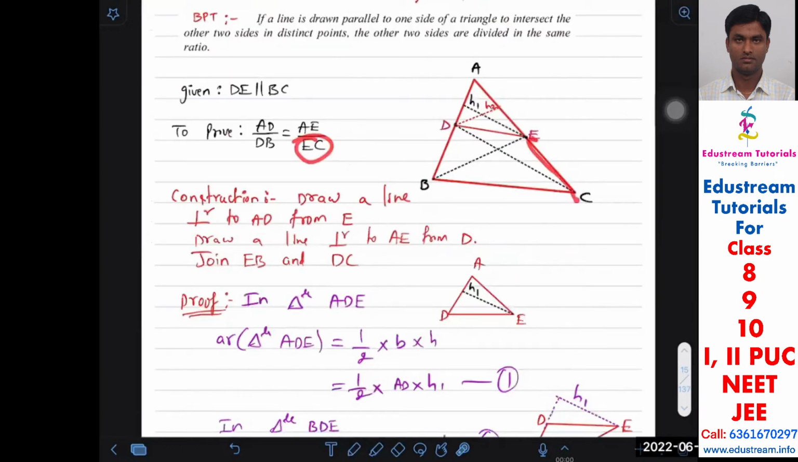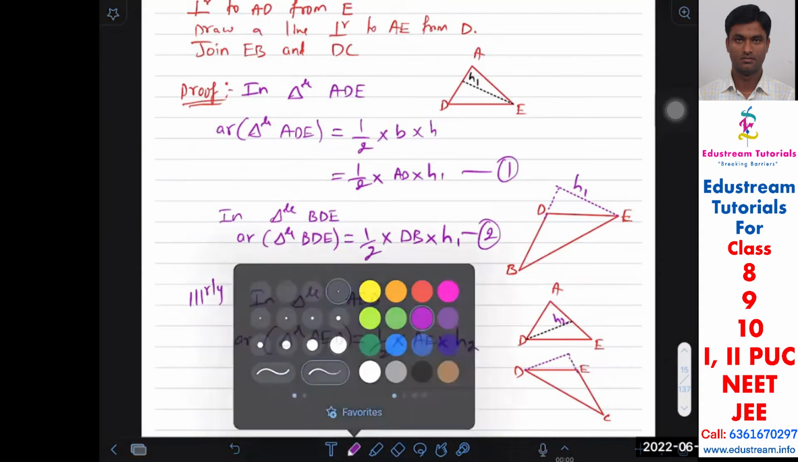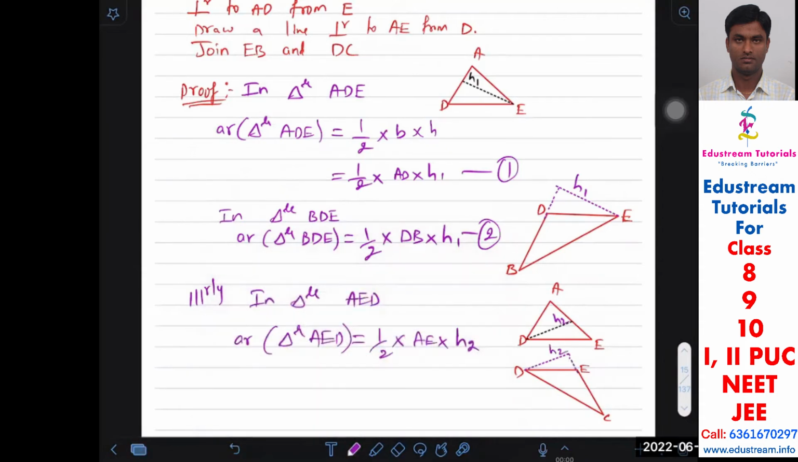Again, let's take this to see. We need EC. EC is this. So we're going to take this triangle now. This is H2. That's it. So let's write now.